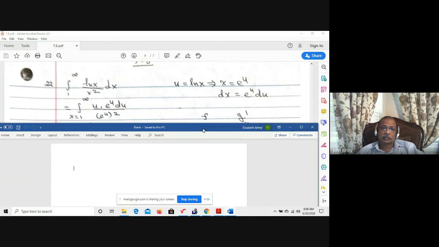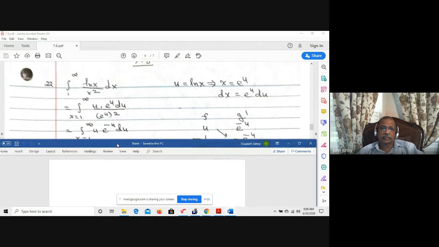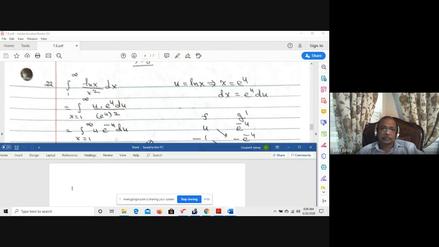Replace natural log of x with u. dx is e to the u du. x square is e to the u the whole square, because x is e to the u. And among the e to the u and e to the u the whole square, one of them cancels. So that is equal to u divided by e to the u. That's the same as u times e to the negative u du.